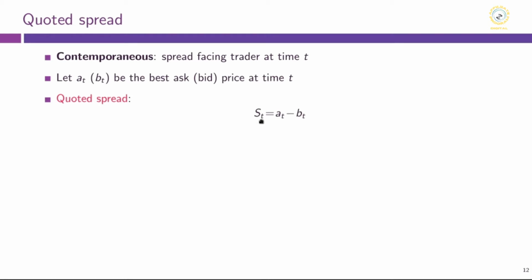This quoted spread, capital S_t, is just equal to the difference between the ask and the bid prices. The ask price is the price at which you can buy the asset, and the bid price is the price at which you can sell the asset.